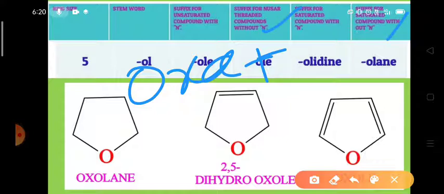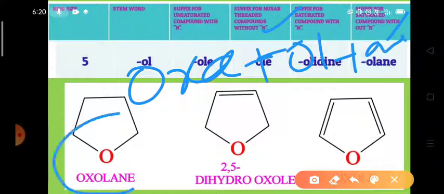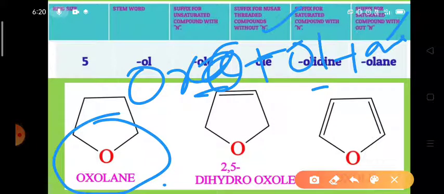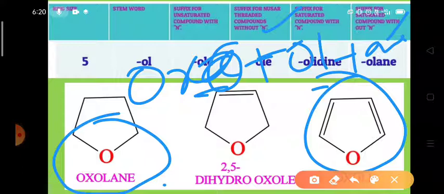Okay, so oxa plus stem word is ol, so ol plus, for the unsaturated one use n, so it is oxolene. Oxa plus ol plus n, oxolene. So we would remove this one, so oxolene. And now it becomes unsaturated with nitrogen, so we would do this one, so it becomes oxol. That's all, it is oxol.